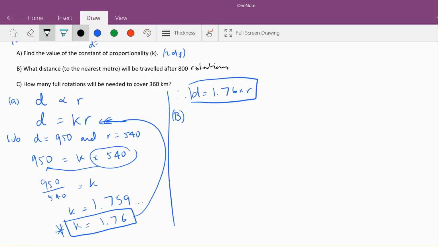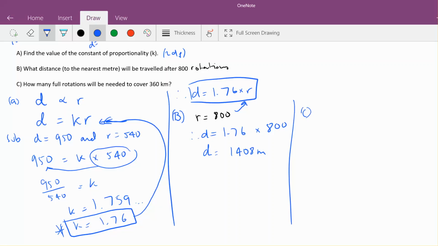So that means that r equals 800. Go and stick r equals 800 into here. Therefore, distance equals 1.76 times r, but r, we know r is 800. So get your calculator out. We're doing 1.76 times 800. The distance is 1,408 meters. Very nice.